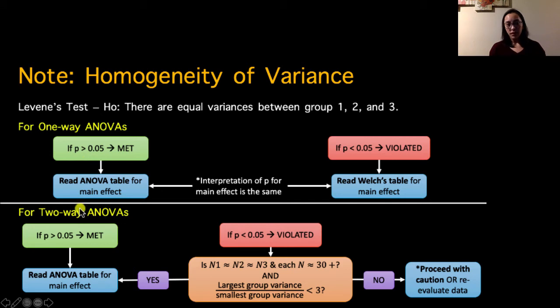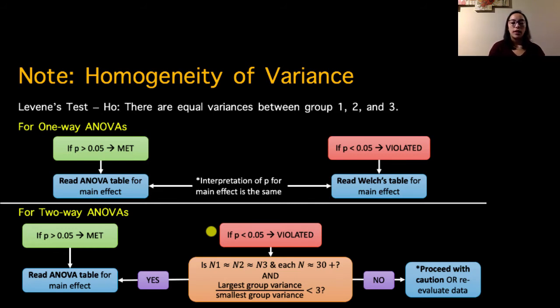Okay. For two-way ANOVAs, it's not so simple. So if you meet your assumption for homogeneity of variance, that's fantastic, and we can go to the ANOVA table and then read all of our main effects. So that's nice and easy. However, if we violate homogeneity of variance for at least one of our independent variables, then that's where it gets a little bit messy, right? So violation means that at least one of our group variances is not equal to the other variances within our other groups.